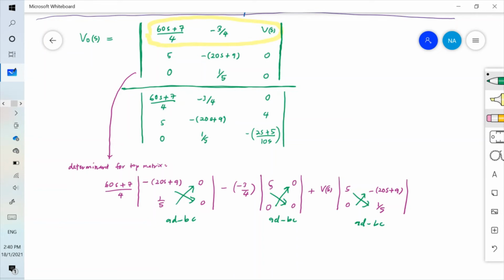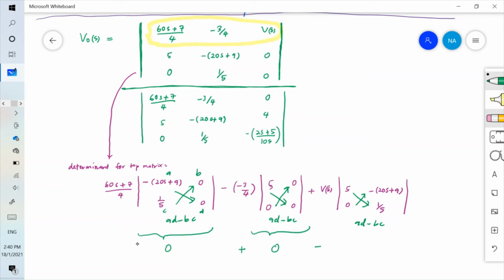So the arrangement for ABCD is as such. AD minus BC, that's why it is like a cross. You multiply it crossed. For the first term, AD minus BC is 0, so it becomes 0. For the second term, AD minus BC is also 0.